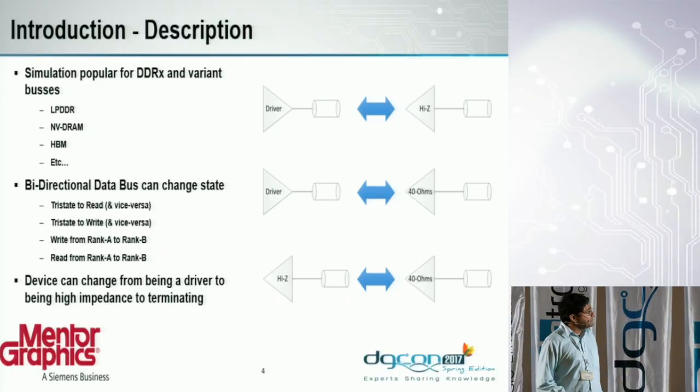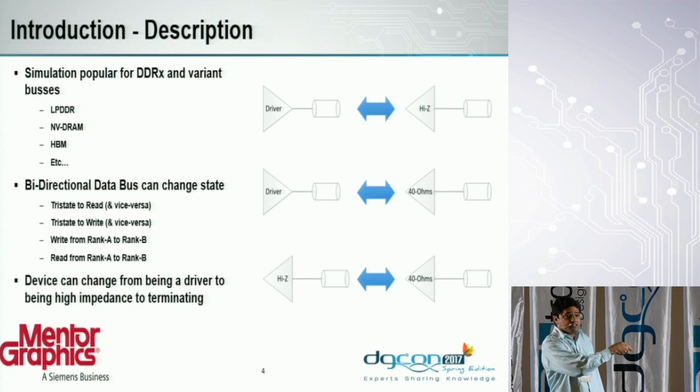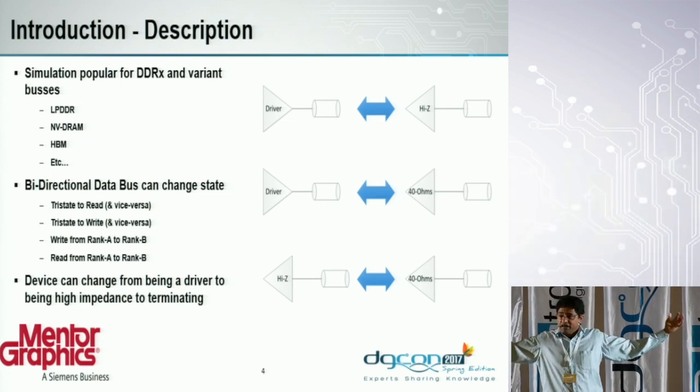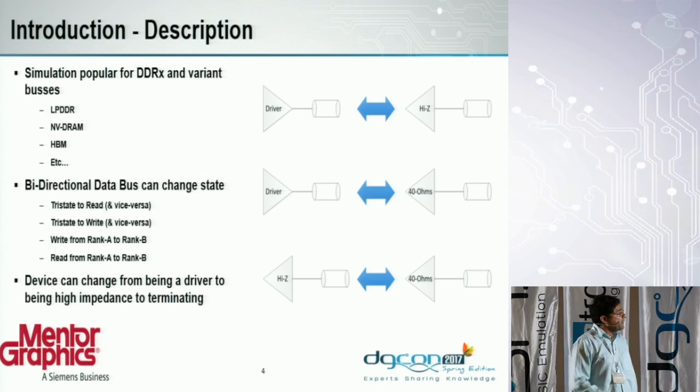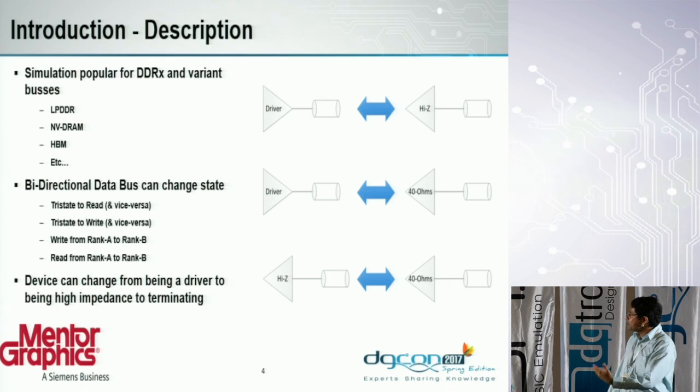So to give a bit of a background, we have the DDR bus. It's very popular to simulate the DDR bus because it's so large. It's sometimes 72 bits wide just for the data and all the strobe. And it's got many different flavors, LPDDR, non-volatile DIMMs, and so on.